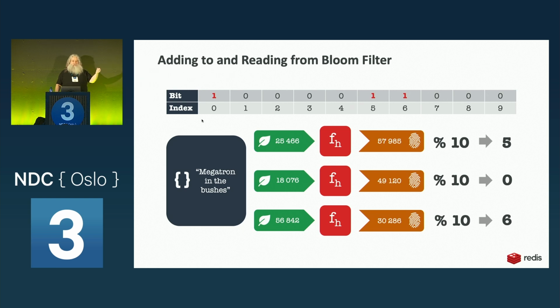When we go to read it, we do exactly the same thing. We take Megatron in the bushes, we run it through the hashing functions, we get indices, and then we look and say, are they all 1? If all of them are set high, then the answer is probably. If any of them are 0, we know that it couldn't have been added, because nothing was ever put in there that would set all of them to high. If it had been added before, they would all be set to high. They'd all be set to 1. So this is how we add a thing to a Bloom filter.